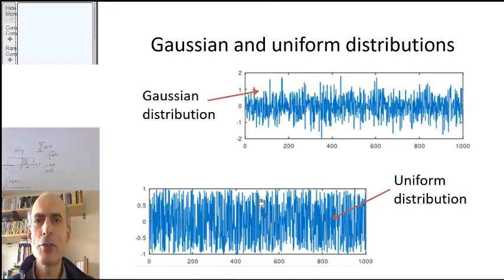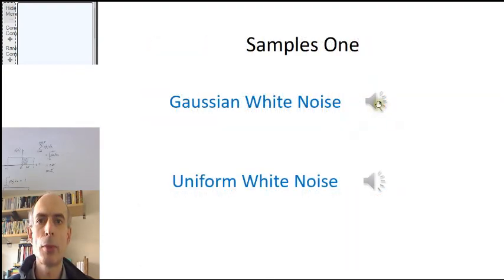But how do they sound? Well, this is what Gaussian white noise sounds like. And this is what uniform white noise sounds like. Can you hear the difference?